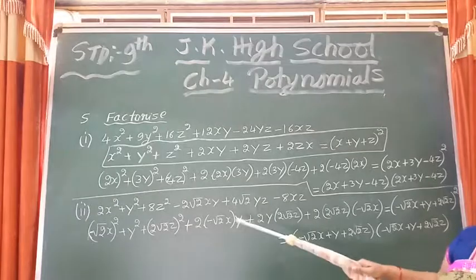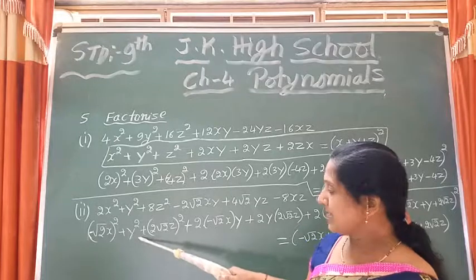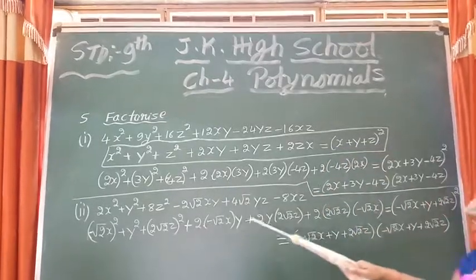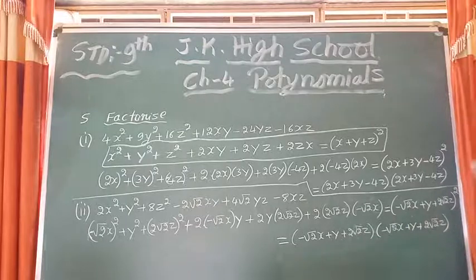Then according to the identity, this is x square, this is y square, this is z square, 2xy, 2yz, 2zx. So in place of this LHS side, I can write it as x plus y plus z whole square.